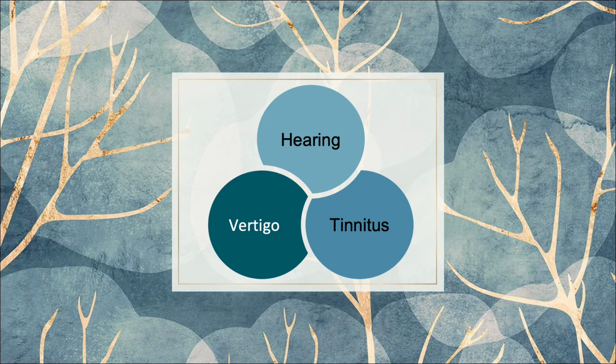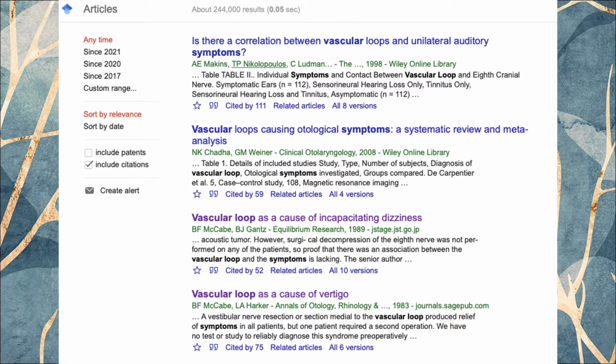So what kind of compressive symptoms can we expect from the compression of the vestibular cochlear nerve? As the name suggests, it carries two main functions, which is for hearing and balance. If there is any dysfunction, we can expect to get hearing problems, tinnitus, and imbalance. A quick search in Google Scholar for keywords of vascular loop and symptoms has gotten me 244,000 results.